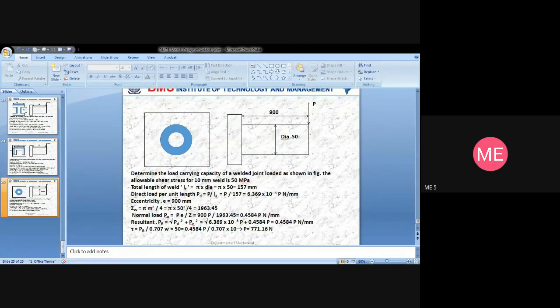From tomorrow I'll be starting with riveted joints. So don't miss class, especially the first class. We'll start with design for riveted joints. Is that okay?